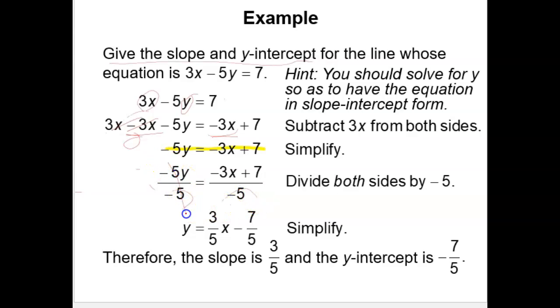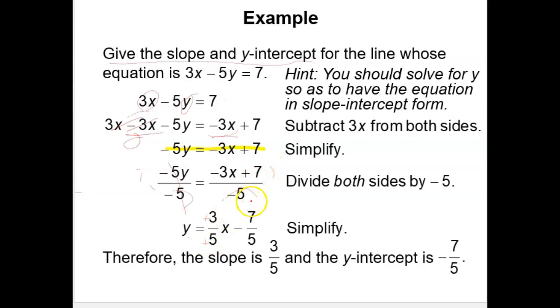Here, the negative 5 over negative 5 gives me a 1. And here, it's negative 3x divided by negative 5 plus 7 divided by negative 5. Each of these, don't forget to put the 7 over the 5 also. So what's done here is we get the 1y. Most of you are probably okay with that, but negative 3 divided by negative 5 is the same thing as a positive 3 divided by a positive 5. So that's where the negatives went there.